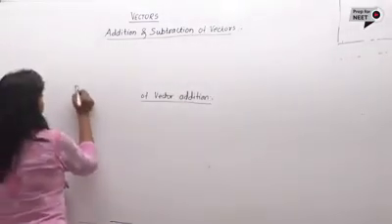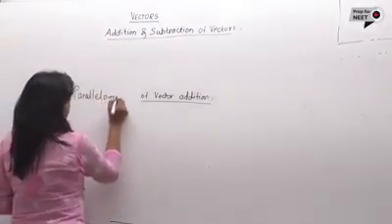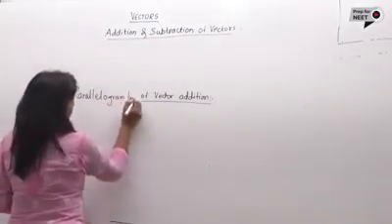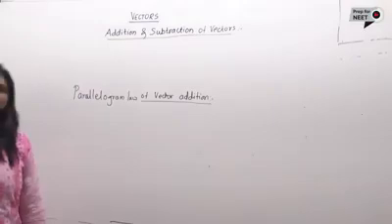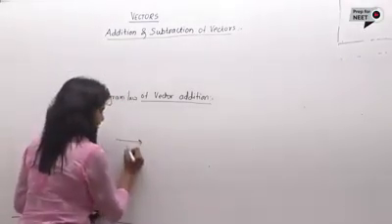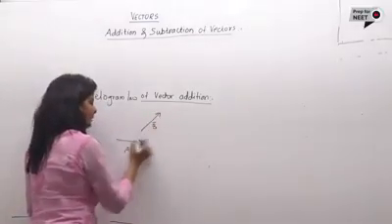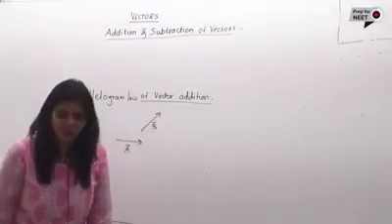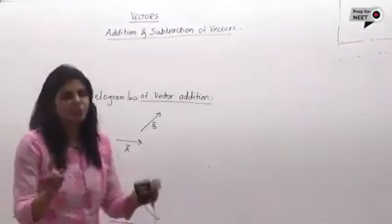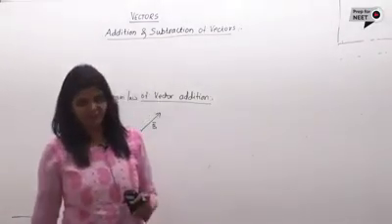This is parallelogram law of vector addition. Now again I am going to do the same thing. I have two vectors. This is vector A and I have this another vector B. Now what I am going to do is I'll arrange these two vectors so that they'll start from common point.